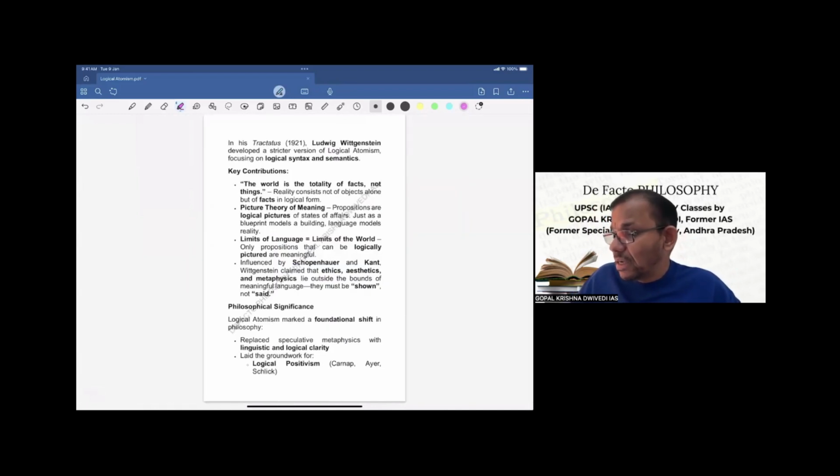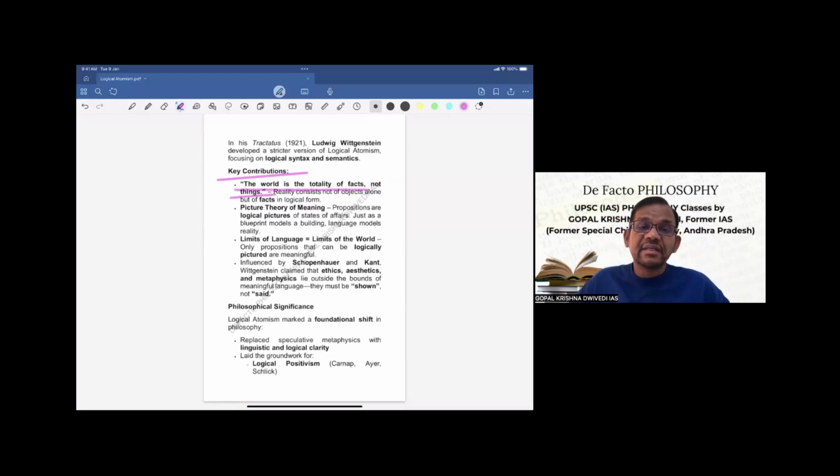Now, his key contributions, let's try to understand, because he came out with a stricter version of logical atomism, focusing on logical syntax and semantics. So basically, again, this is a language game they are playing, because they are doing logical analysis of language. That's what is in these two chapters basically. And these key contributions of Wittgenstein are: the world is the totality of facts, not things. So this is the first conclusion he draws.